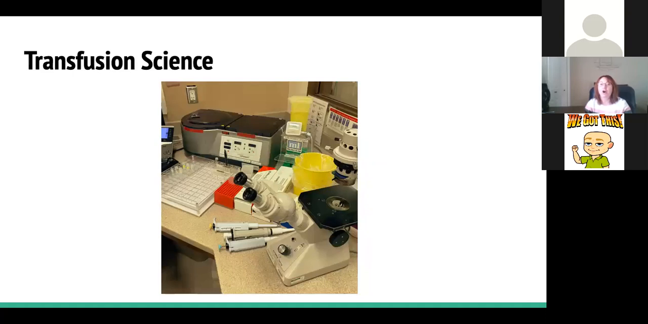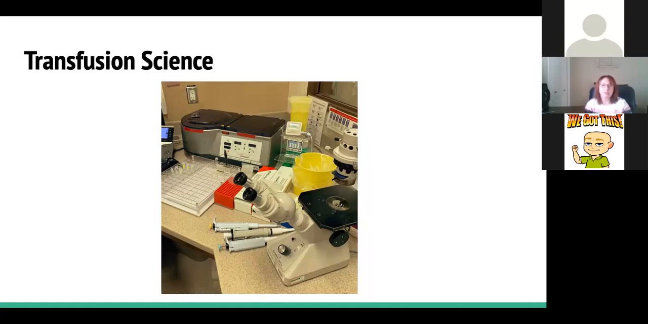Transfusion science is also known as blood banking. And in some of your classes, you may have learned about doing blood types. So you might know your blood type is O positive or A negative. This is where we do that testing. And you can see that there's lots of smaller things. We don't have any big analyzers in our department, so it's a lot of manual testing. So you learn lots of background in here.